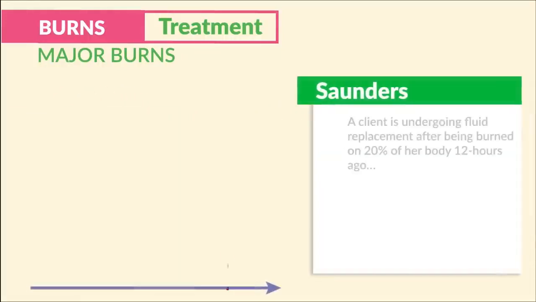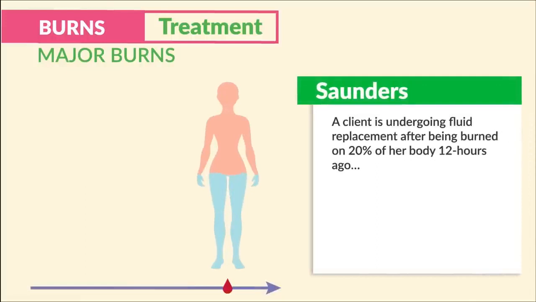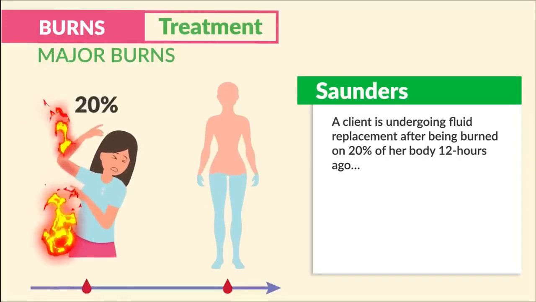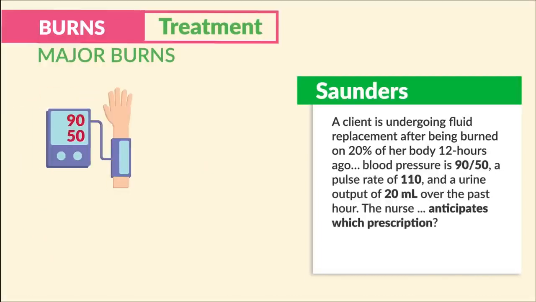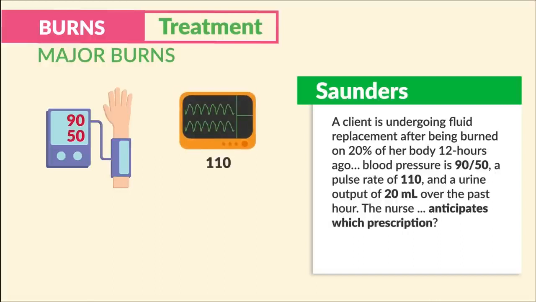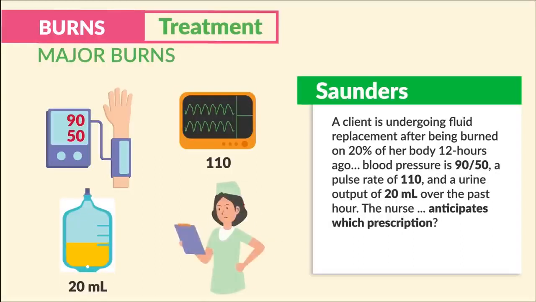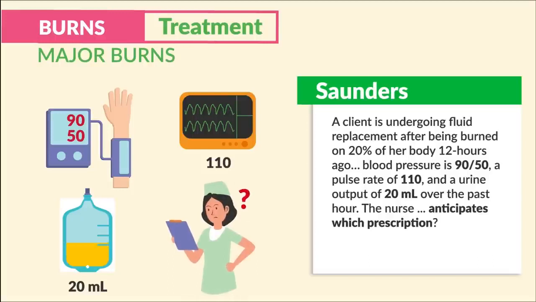So Saunders mentions, a client undergoing fluid replacement after being burned 20% of their body about 12 hours ago. The blood pressure is pretty low, 90/50, a pulse rate of 110, and a urine output of 20 mLs over the past hour. The nurse anticipates which prescription.